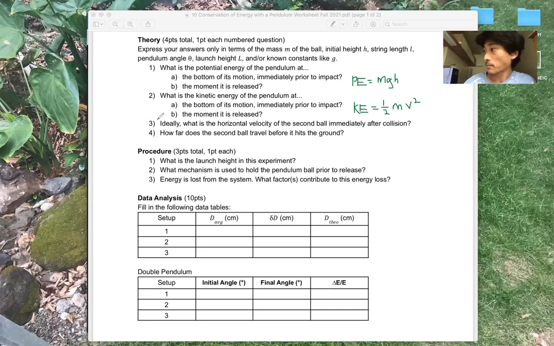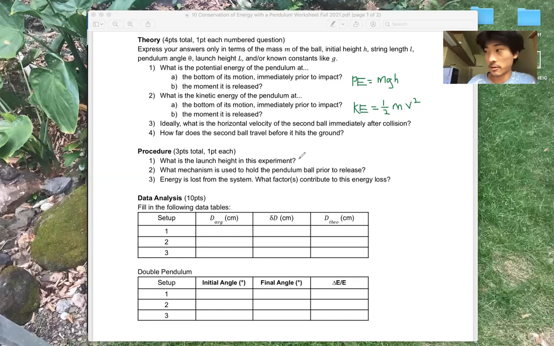Number four, you can see, how far does the second ball travel before it hits the ground? This is actually something that the lab manual talks about. They call it D, big D, in the lab manual. So look for that in chapter 10, and you should be able to figure out number four. Again, these are all using things that are looked at in the lab manual. So no numbers or anything, just these variables. And again, please express your answer in terms of these variables up here.